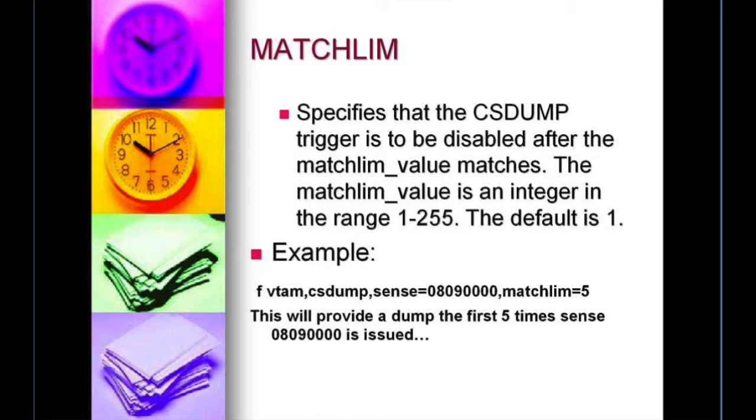Matchlim. Matchlim specifies that the CSDUMP trigger is to be disabled after the matchlim value matches. The matchlim value is an integer in a range of 1 to 255. The default is 1. Example: F space VTAM, comma CSDUMP, comma sense equals 08090000, comma matchlim equals 5. This will provide a dump the first 5 times sense code 08090000 is issued.